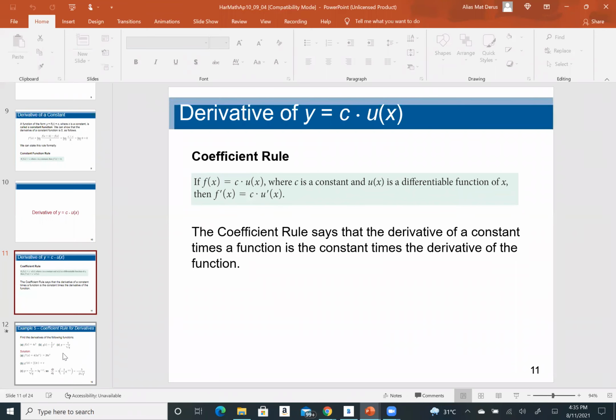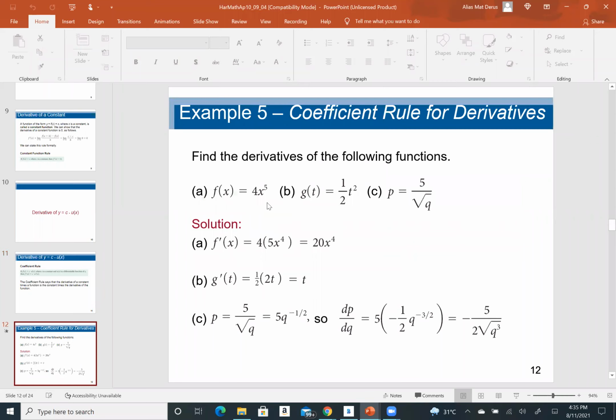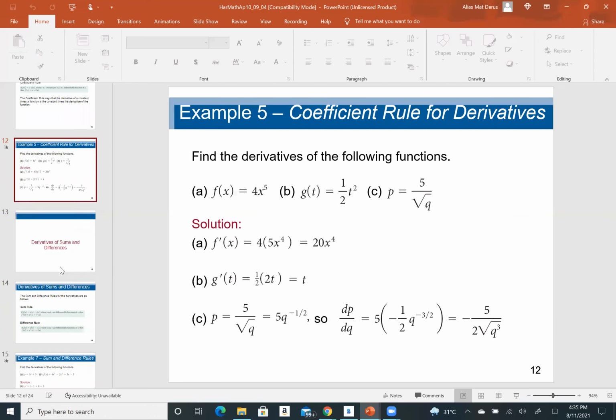I think they have a few more examples here. Example: 4x over 5. The constant will just follow the derivative. So the derivative is 5x over 4. So you get 20x. Same thing here.